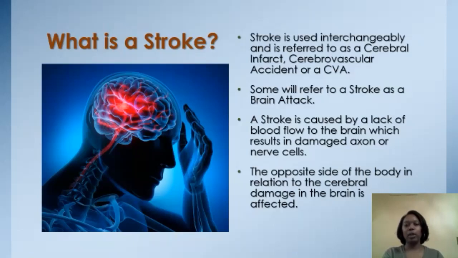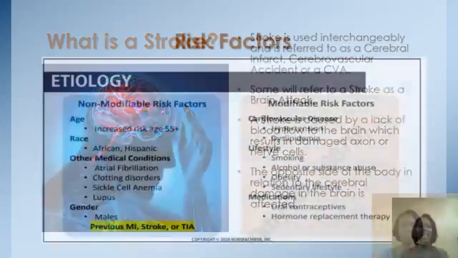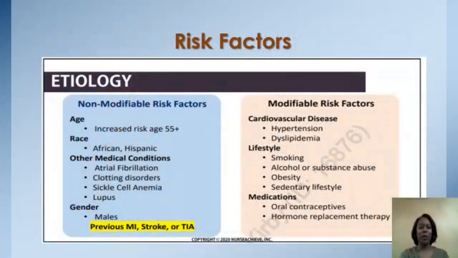This is important to know. So if they have a right CVA, they will have left-sided weakness. They will have left-sided neglect as far as the cue or even recognizing, visualizing any safety hazards. So this is very important as a nurse to know that the opposite side of the body is affected by the CVA. Let's discuss risk factors.